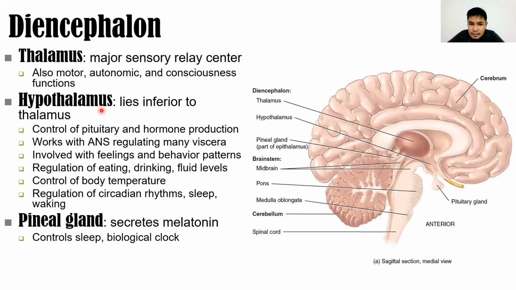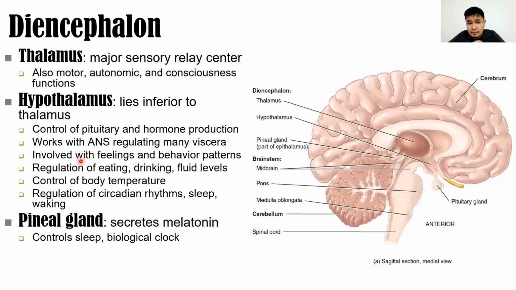Thalamus. Hypothalamus lies inferior to your thalamus, that's why it's hypo, below the thalamus. Control of pituitary hormone production. Pituitary here, and hormone production, because your hypothalamus will be making and secreting hormones that regulate certain processes in the body. Works with the autonomic nervous system, regulating many viscera or internal organs.